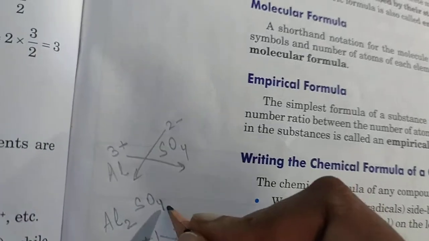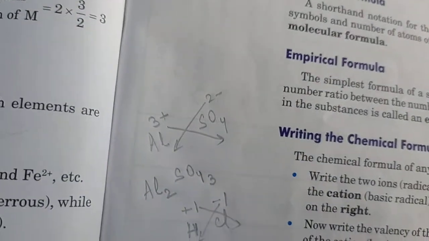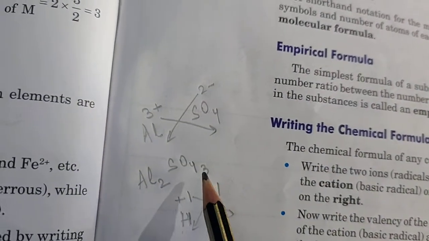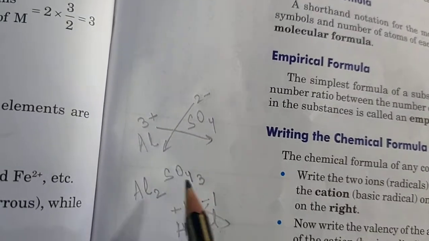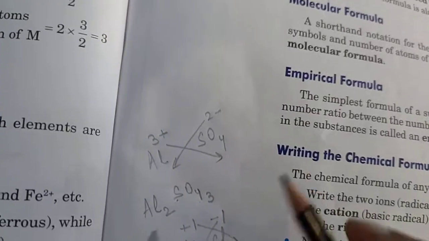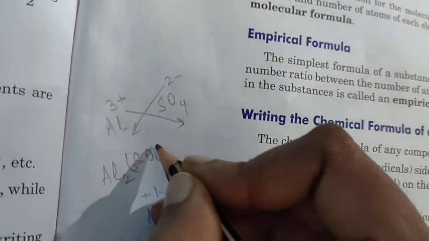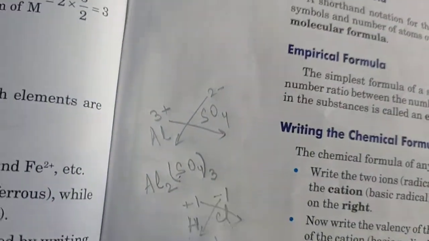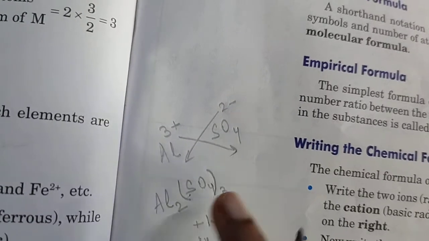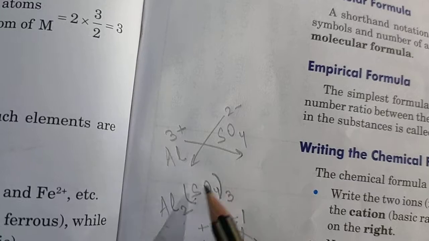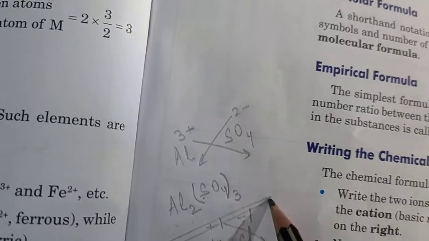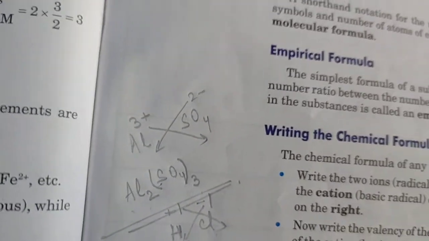Now you will get Al2SO4. You cannot write here like this 3, right? Because it is not clear that this 3 is with this oxygen, or with this 4, or with this sulfur. So that is why we will give a bracket over here. So now we can understand that this 3 is for the whole SO4. So Al2(SO4) whole thrice. This is the formula of aluminium sulfate. So I hope that writing the chemical formula you understood.